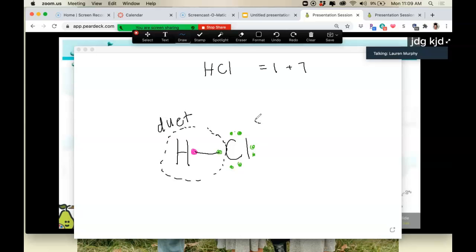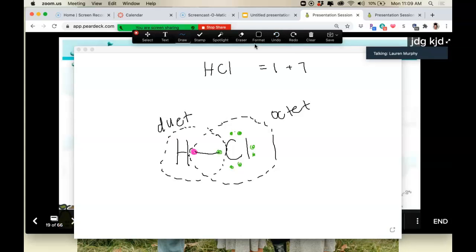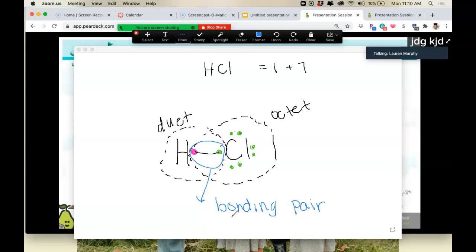So now let's look at chlorine. Now that they're sharing, chlorine has 2, 4, 6, 8 electrons. Oh, we've achieved an octet of electrons. So terminology-wise, this right here is called a bonding pair of electrons, because they're sharing. It's also referred to as a sigma or single bond. Single just means one line, also called sigma. So yes, you need to know that. Okay?